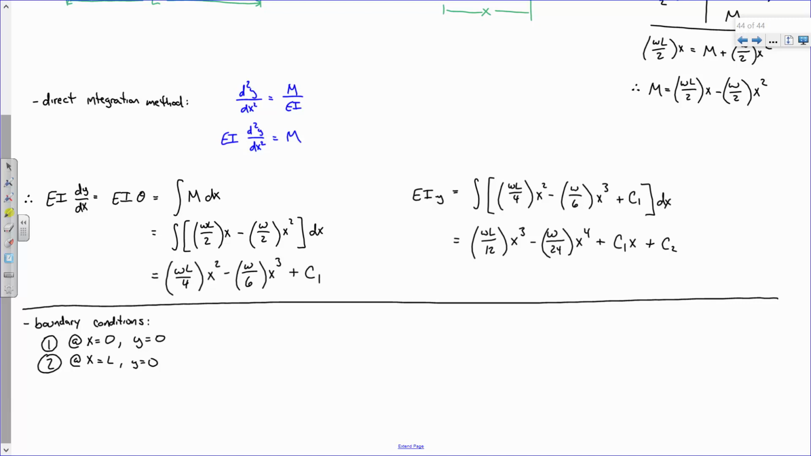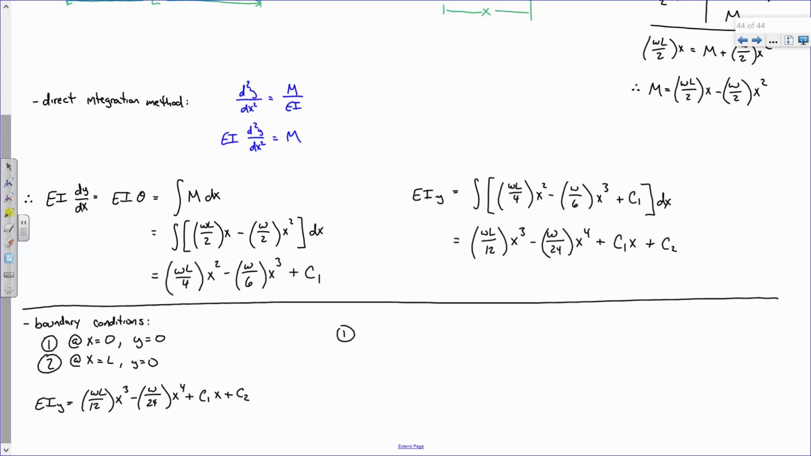So we have EI, oh, you all don't have to do this. I'm just doing this for posterity for me. EIY equals WL over 12 x to the third minus W over 24 x to the fourth plus C1x plus C2. So here's our expression, and we're going to use each of these boundary conditions to determine what those constants are. Let's start off with the first one. The first one states that at x equals 0, y equals 0. Basically all that means is just plug those values in.